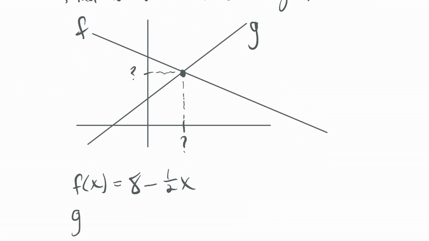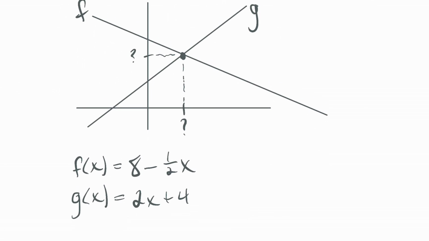And then g, this is sloped upward, so use a positive slope. Let's say this is 2x plus 4. We can ask, for what input do these two functions have the same output? When do the graphs intersect? One way to do that is to say, if the two graphs intersect, then there's some number where f of question mark equals g of question mark. There's some value where the two functions have the same result.